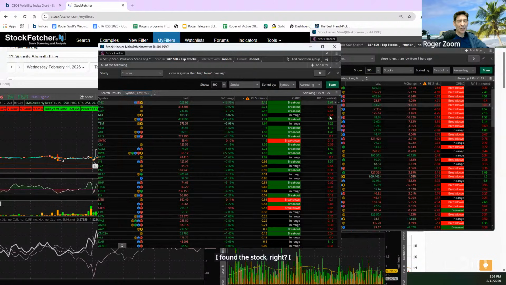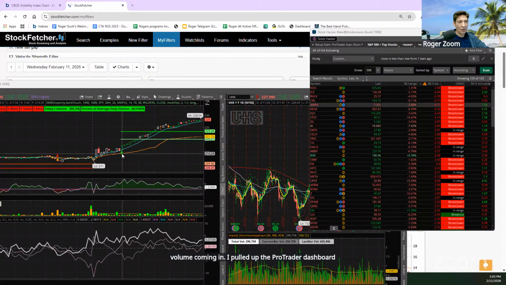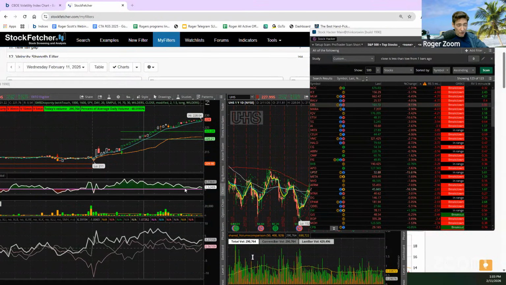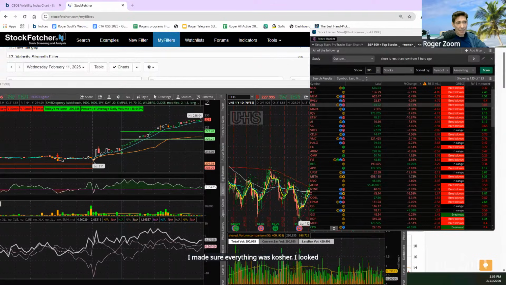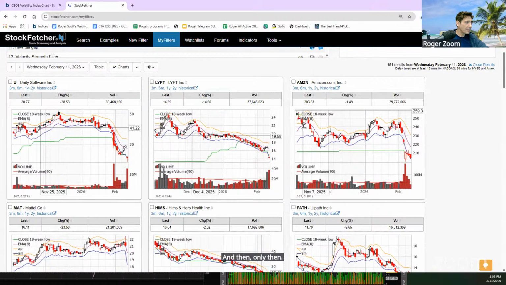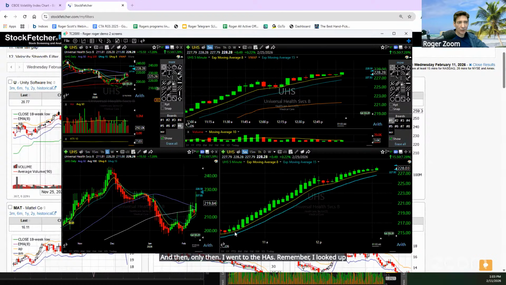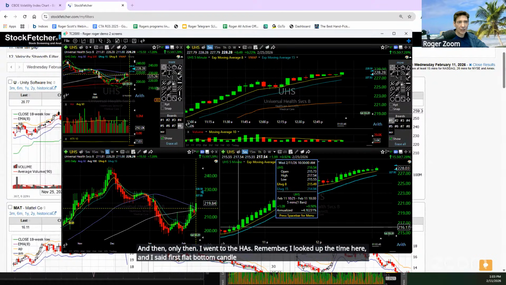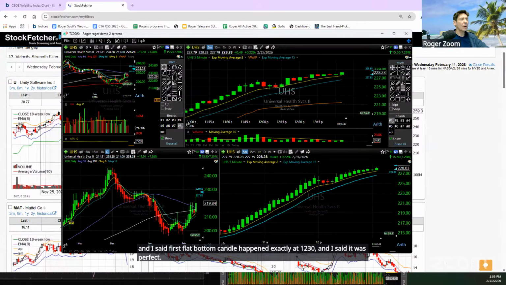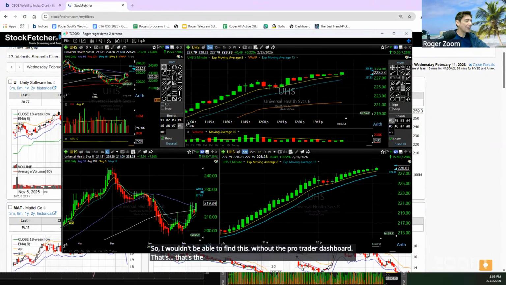I saw that it had volume coming in. I pulled up the Pro Trader dashboard. I saw the arrow. I made sure everything was kosher. I looked at the time of the arrow. And then, only then, I went to the HAs. Remember, I looked up the time here and I said first flat bottom candle. It happened exactly at 12:30. And I said it was perfect. So I wouldn't be able to find this without the Pro Trader dashboard. That's the paramount point that I want to make here.